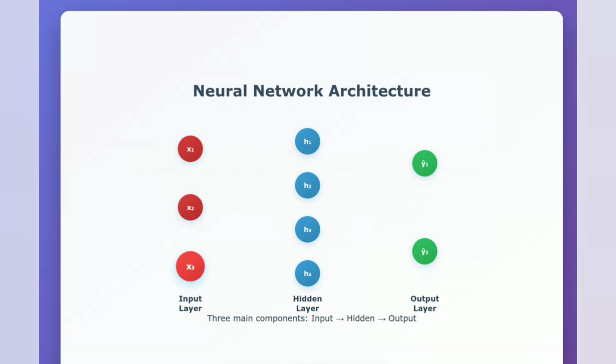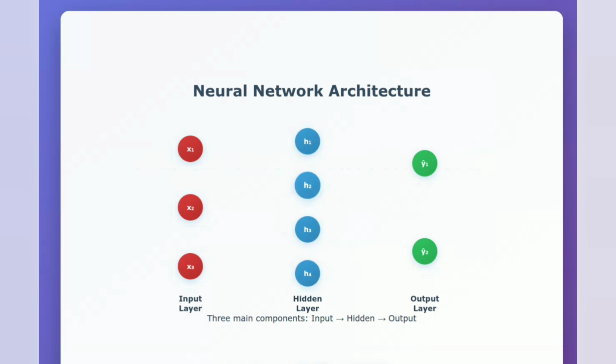These neurons are organized into layers. We typically have an input layer, where our raw data enters the network. This layer doesn't perform computations. It simply passes the input values forward. Following the input layer are one or more hidden layers. These are where the magic happens. Complex computations and feature transformations occur.